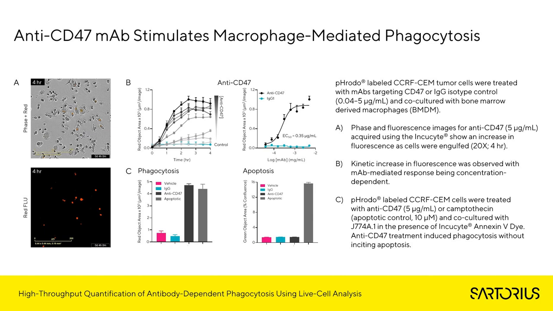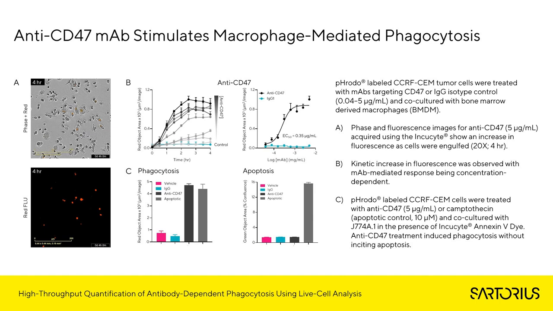Tumour cells can be targeted with pro-phagocytic monoclonal antibodies, which engage host immune cells and promote engulfment and clearance from the body. One strategy for this is the blockade of "don't eat me" signals such as CD47, and these are present on the surface of tumour cells and enable evasion of phagocytosis. To investigate these "don't eat me" signals, Frodo-labeled CCRF-CEM tumour cells were treated with monoclonal antibodies targeting CD47 or IgG isotype control, and they were co-cultured with bone marrow-derived macrophages.